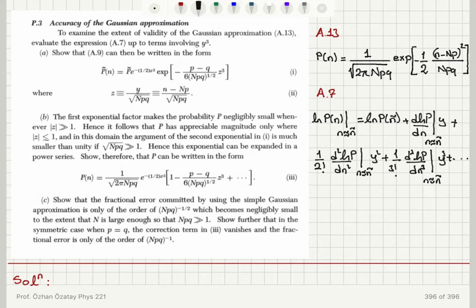Show that the fractional error committed by using the simple Gaussian approximation is only of the order of 1 over square root of Npq, which becomes negligibly small to the extent that capital N is large enough so that capital Npq is much greater than 1. Show further that in the symmetric case when p is equal to q, the correction term in III vanishes and the fractional error is of the order of 1 over Npq.